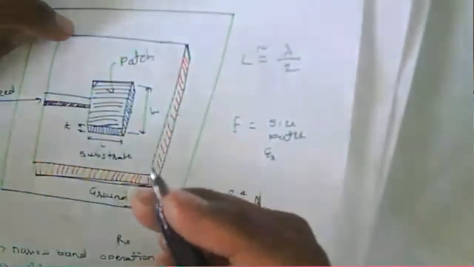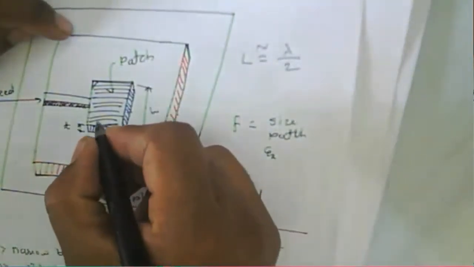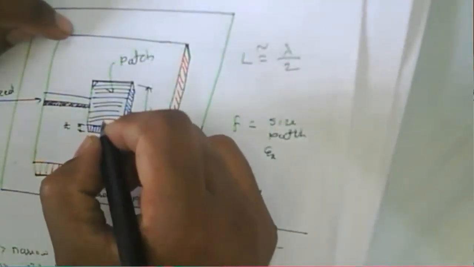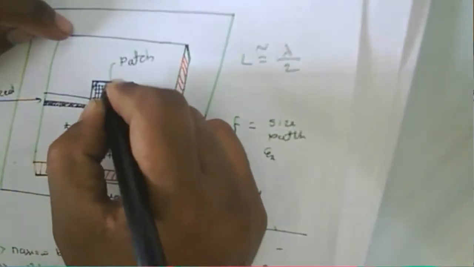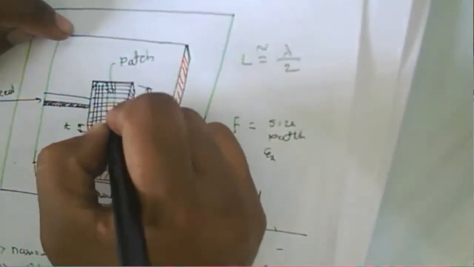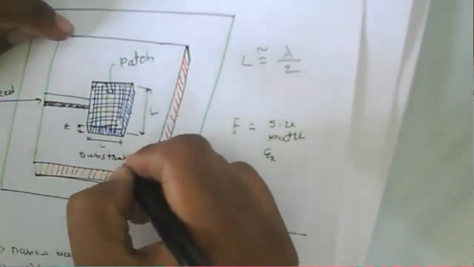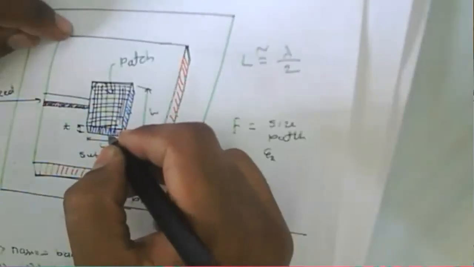This is what we call a patch antenna. If you consider it, it is a metallic structure, and this metallic structure is present on the substrate. It is deposited on this particular substrate.